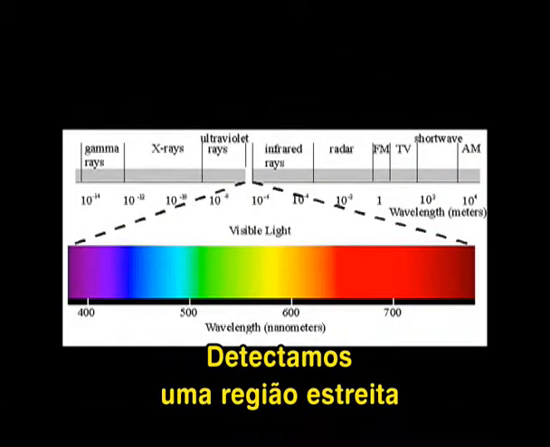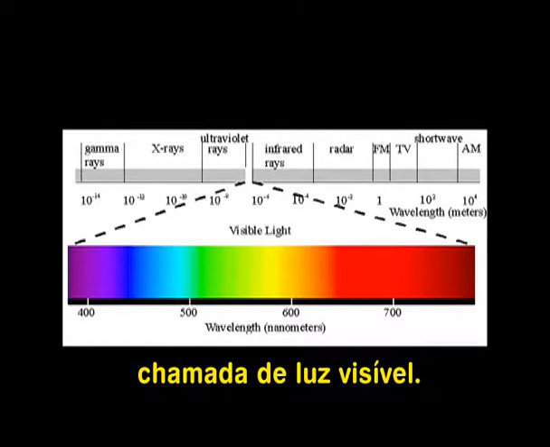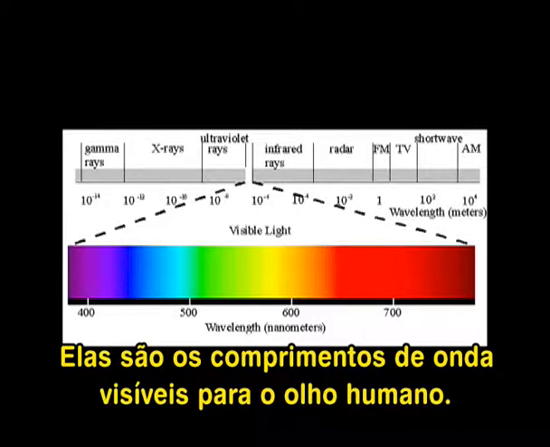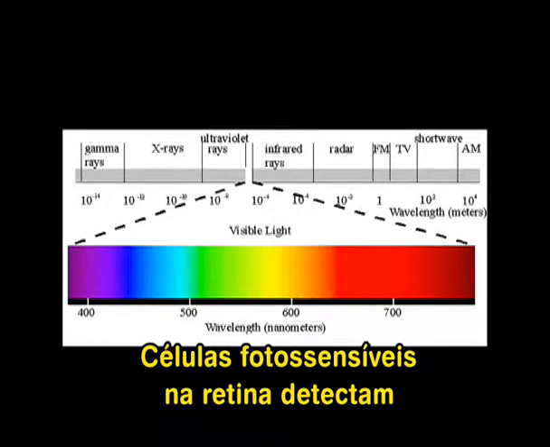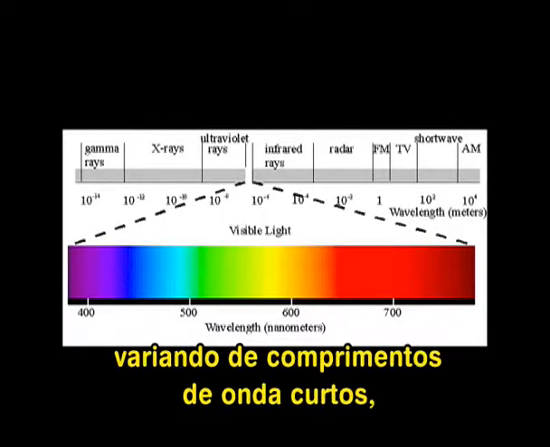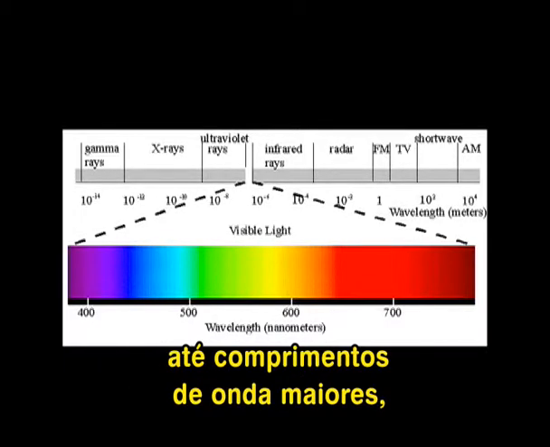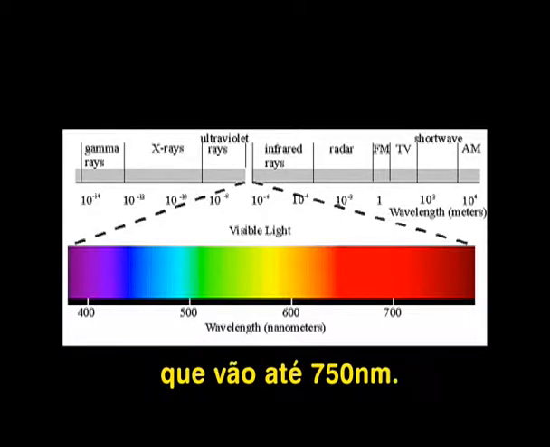We detect a narrow region of the electromagnetic radiation spectrum called the visible light region. These are the wavelengths that are visible to the human eye. Photosensitive cells in the retina can detect the visible light region of the spectrum, ranging from short wavelengths, starting at about 390 nanometers, to longer wavelengths, ending at about 750 nanometers.